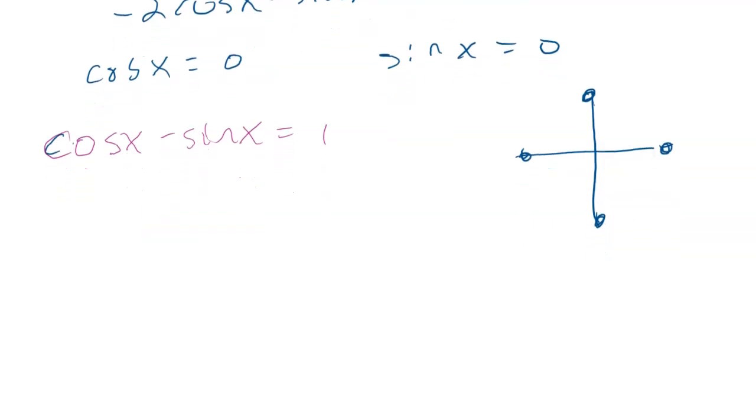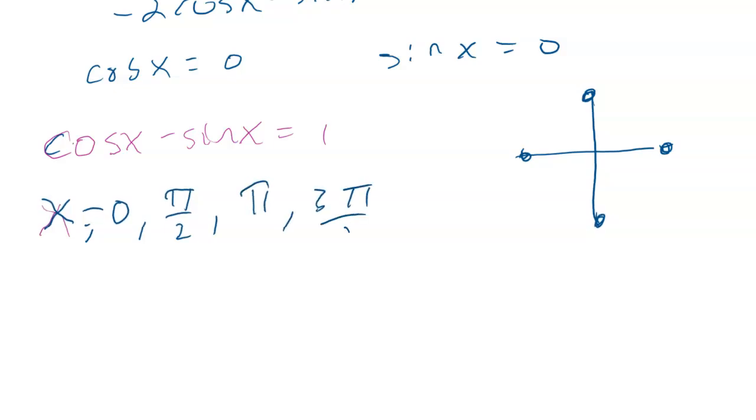So my first potential, so I guess these are like the potential values. I'm saying it's 0, pi over 2, pi, and 3 pi over 2. And then I'm going to check all of them. So I plug 0 in here. I get cosine of 0. Cosine 0 is 1. Sine of 0 is 0. So 1 minus 0 is 1. This works. So one of my answers here, that's good.